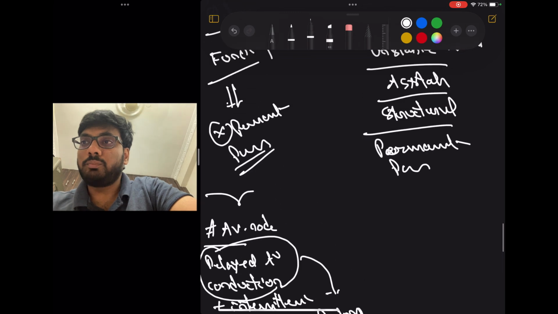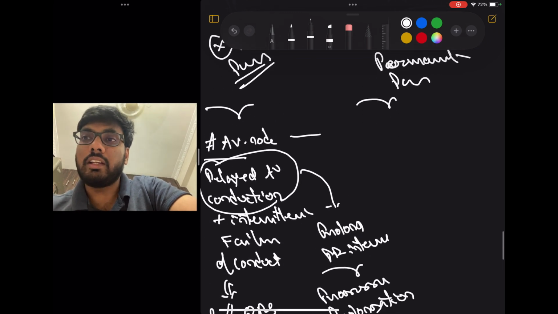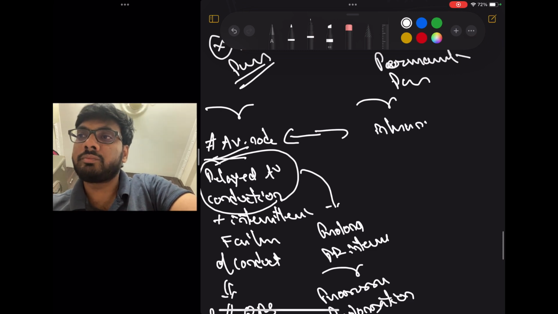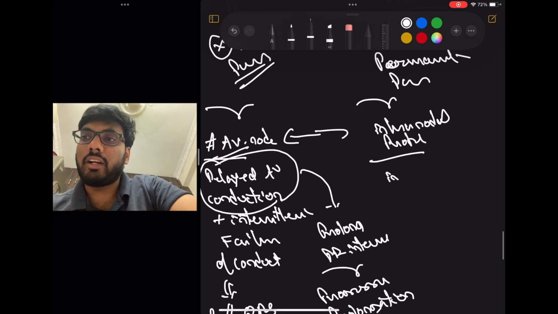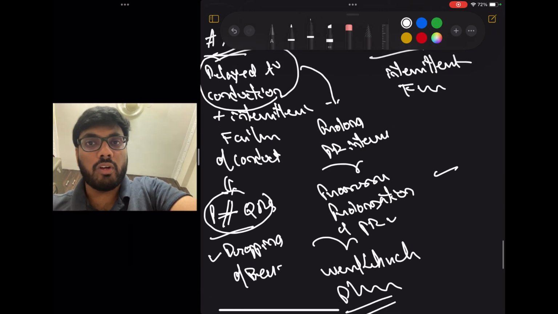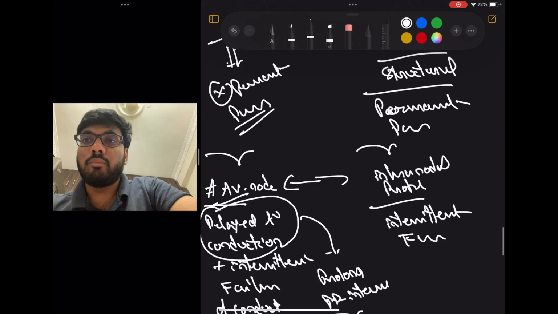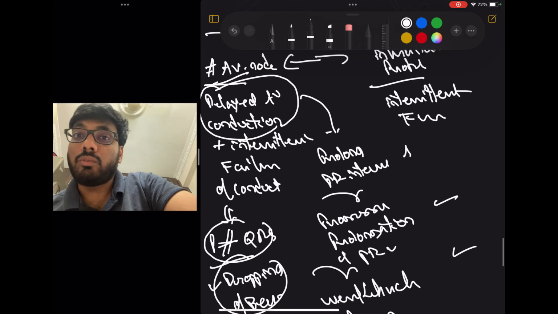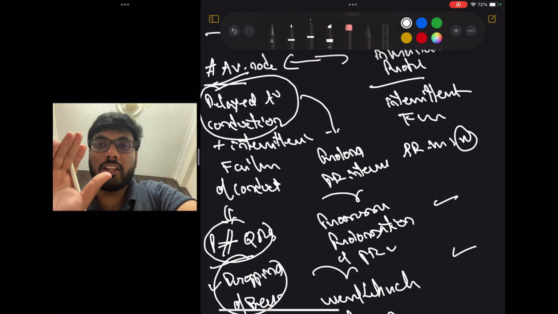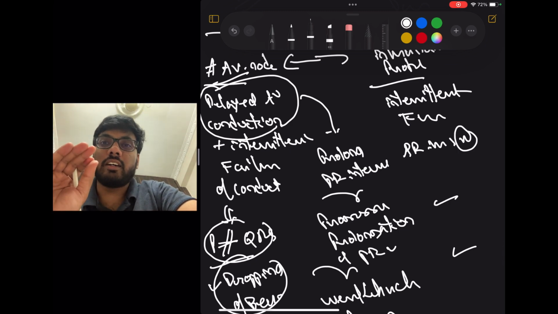In Mobitz type 1, it is an AV nodal problem. Here it is an infranodal problem. And what is that problem? Intermittent failure of conduction. Because of this intermittent failure of conduction, every P wave is again not followed by the QRS. Again, we get dropping of beats. But the PR interval will be normal. Why? It is an infranodal problem, not a problem at the level of the AV node. That's why the PR interval is normal.